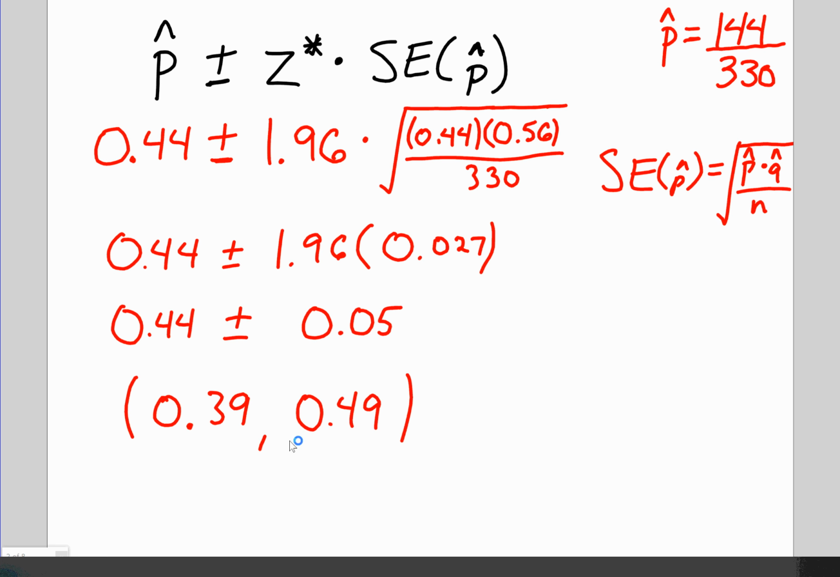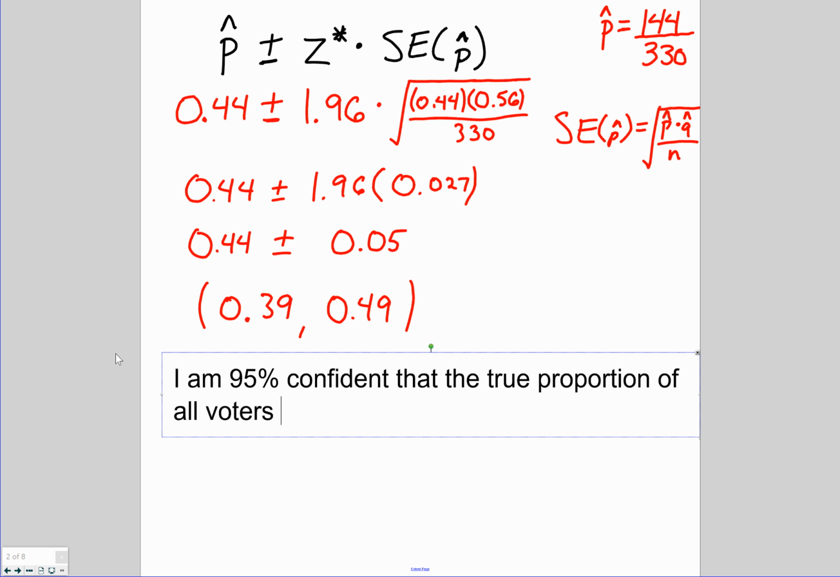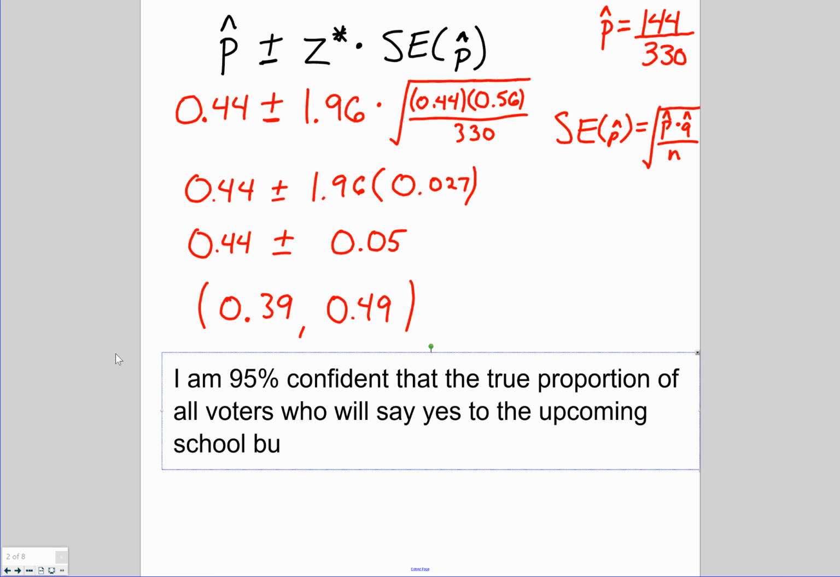Okay. I am 95% confident that the true proportion of all voters who will say yes to the upcoming school budget is between 0.39 and 0.49.